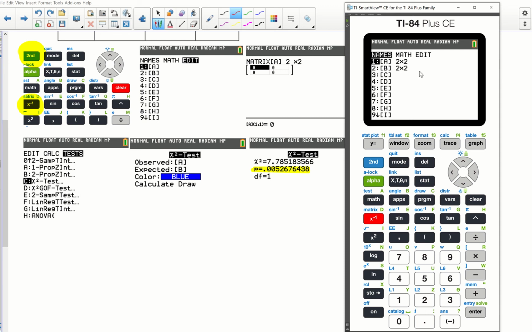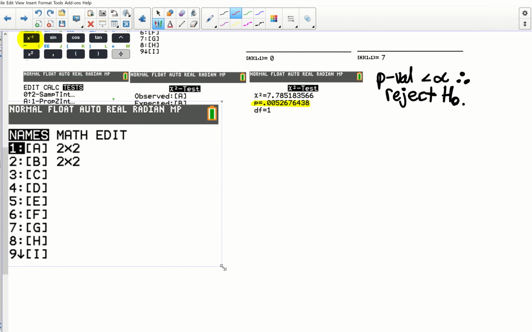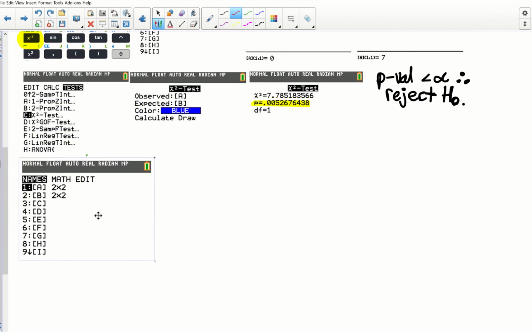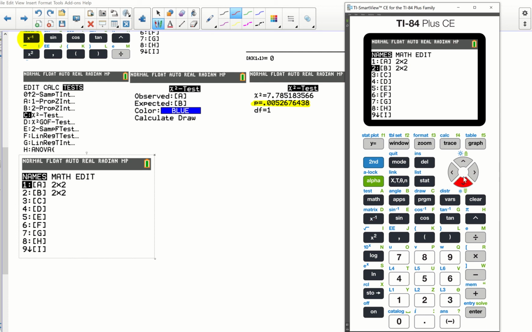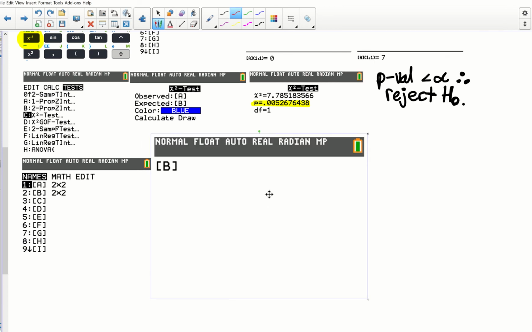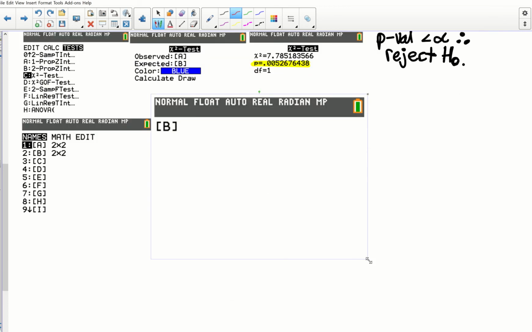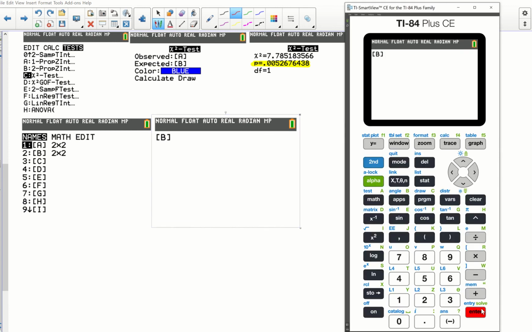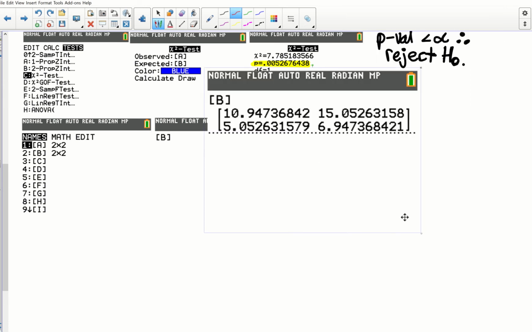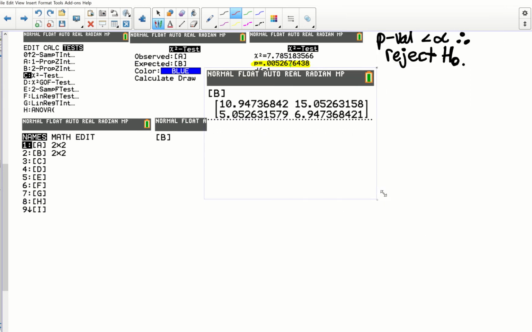So we're in names. What we're going to do is select matrix B now and hit enter. That brings it into the home screen. All right. So right into the home screen, you'll see just that B in a bracket. When you hit enter, it'll tell you what the entries were in that matrix B that the calculator used for the chi-square test.